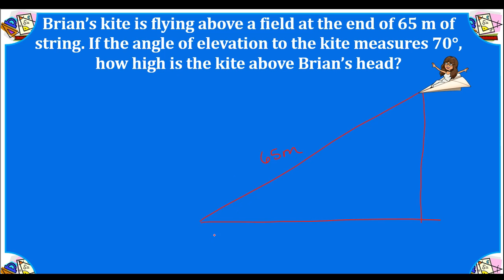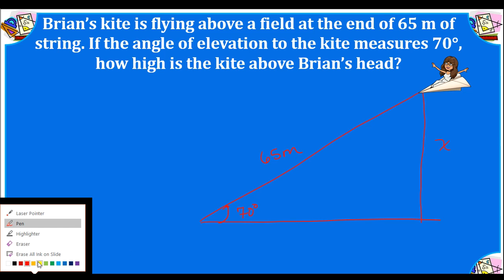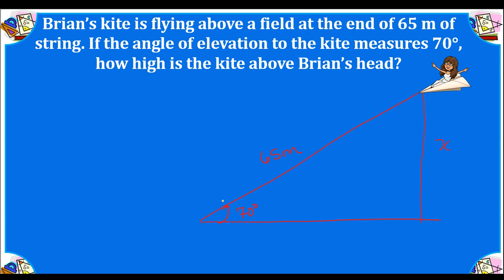If the angle of elevation to the kite, so we're looking up to the kite, measures 70 degrees. Remember, angle of elevation is looking up, and it's also an angle measurement inside the triangle. We want to know how high the kite is. So our reference angle is going to be 70 degrees, and we are given opposite and hypotenuse.